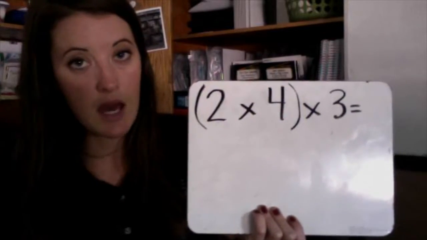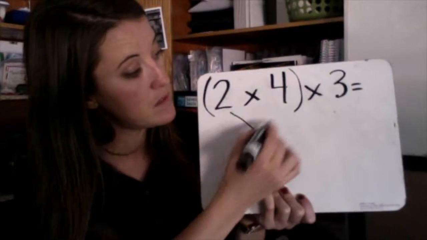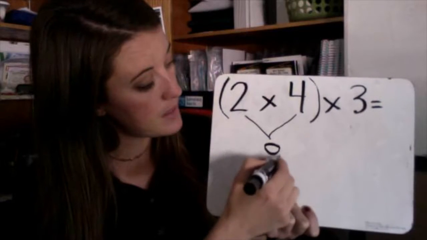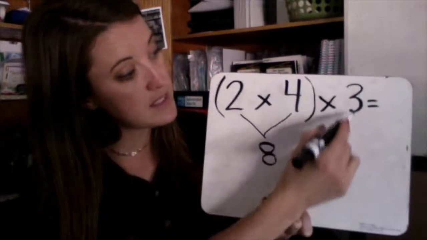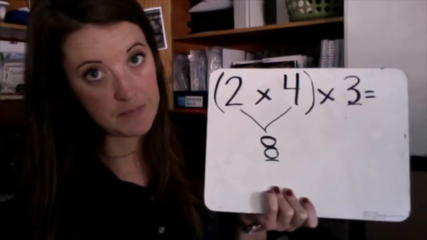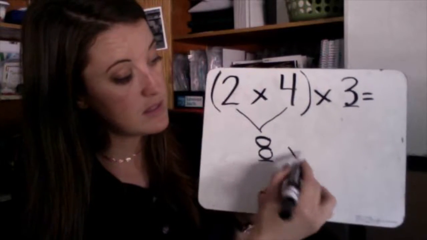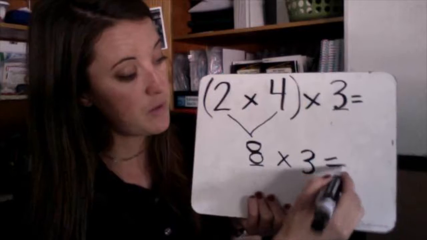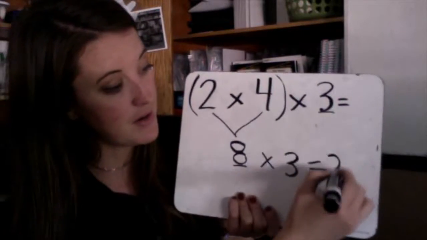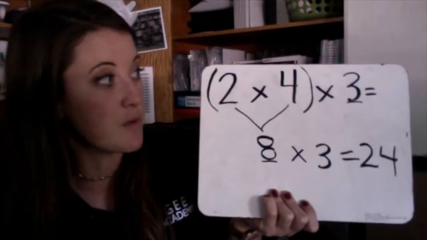Now by doing this, I know that I'm going to be multiplying these two numbers first. 2 times 4 equals what? 8. Awesome. Now, don't forget, we still have to multiply this factor by our other factor. So let's bring that down to this level. 8 times 3 equals what? 24. Very good. Alright, so that was one way to solve 2 times 4 times 3.